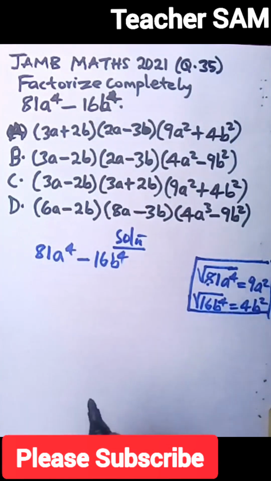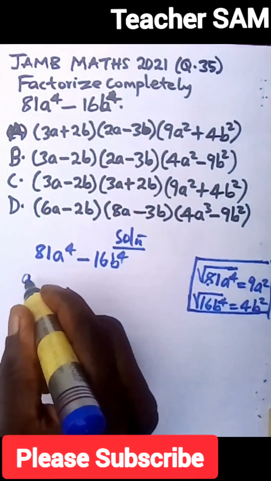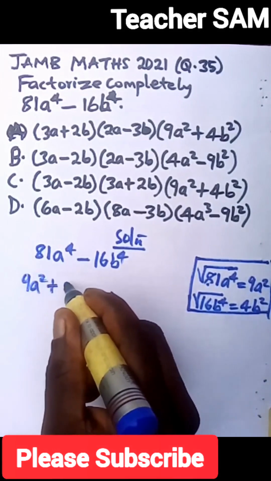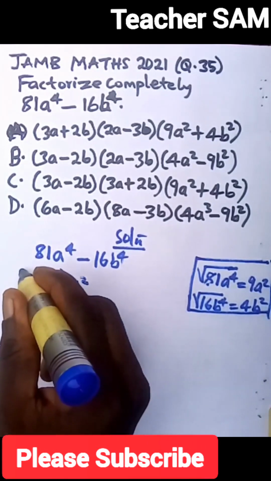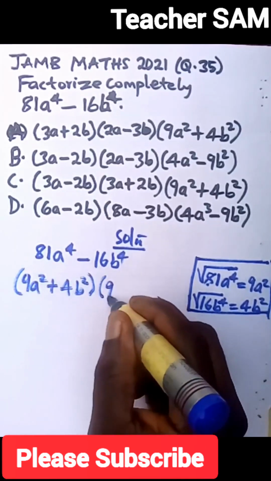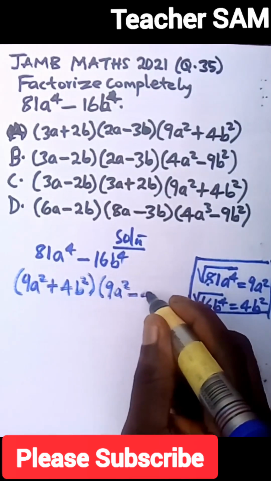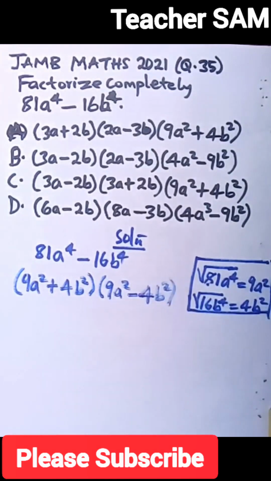And for the difference of perfect squares, we are going to sum them and multiply by their difference. So I'm going to sum what I have here, that is 9a squared plus 4b squared, then multiply by their difference, 9a squared minus 4b squared. So we have that.